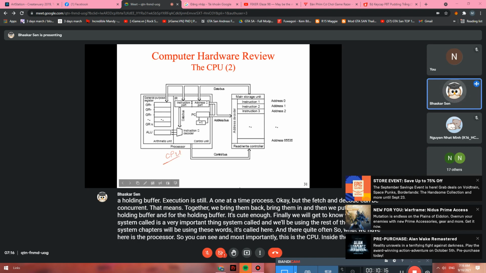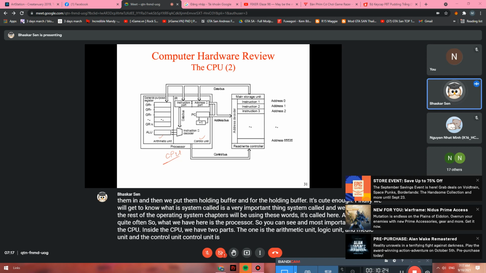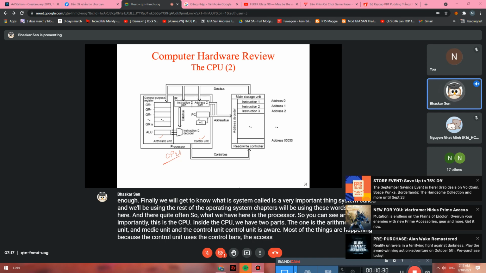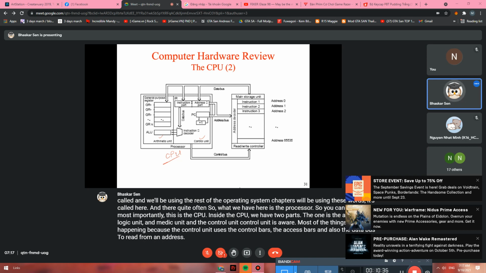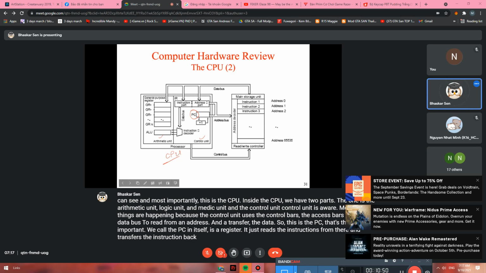Inside the CPU, we have two parts. The one is the arithmetic logic unit, and the control unit. The control unit is where most of the things are happening, because the control unit uses the control bus, the address bus, and also the data bus to read from an address and to transfer the data. So this is the PC. That's the most important. We call it the PC in itself as a register. It just reads the instruction from there and transfers the instruction back to the CPU.